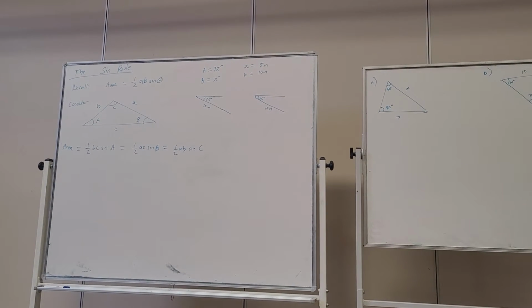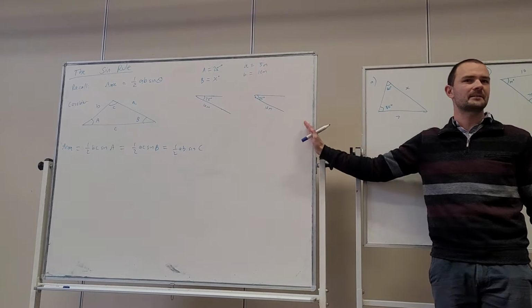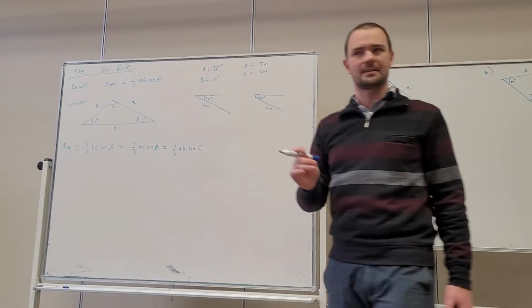We're going to start off with a very easy proof, and then we're going to look at some applications of it, and then we're going to look at some limitations of it as well. You may have seen the sine rule before, but I haven't shown you this ambiguous case that we need to consider.